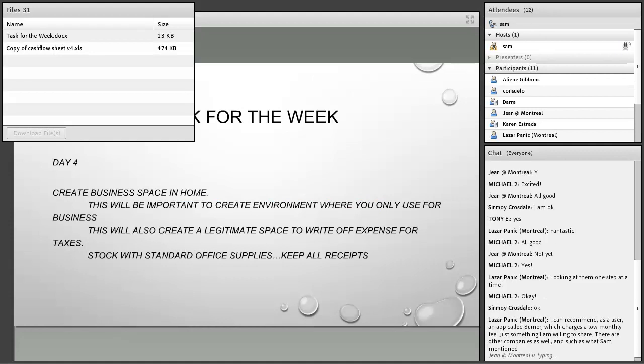Okay? Create business space in home. It'll be important to create an environment where you can only use it for business. This will also create a legitimate space to write off expenses for taxes. Stock it with standard office supplies and keep all receipts. Okay?